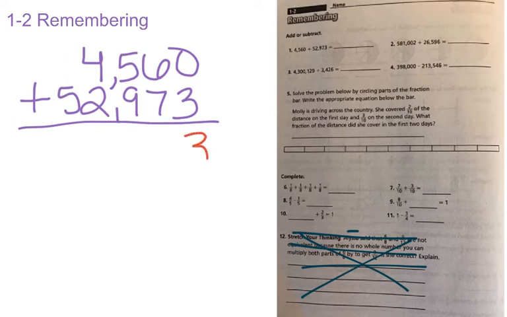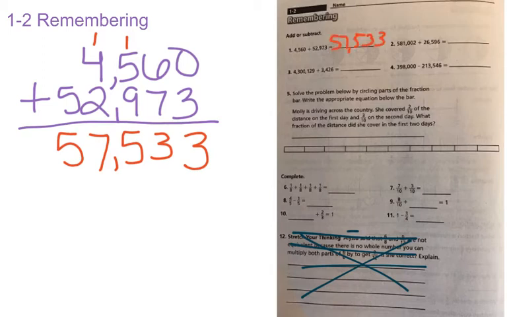0 plus 3 is equal to 3. 7 plus 6 is equal to 13. Put down your 3, carry your 1. 9 plus 5 is equal to 14, plus 1 is equal to 15. Put down your 5, carry your 1. 4 plus 2 is equal to 6, plus 1 is equal to 7, and 5 plus nothing is 5. So your answer is 57,533 for number 1. I believe you will be able to manage 2, 3, and 4 on your own without support. We have a word problem for number 5.